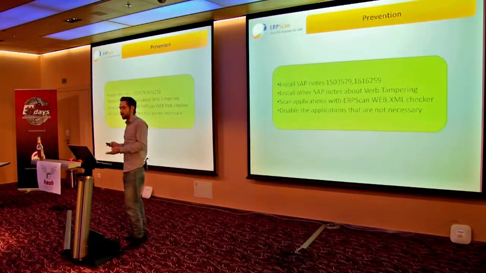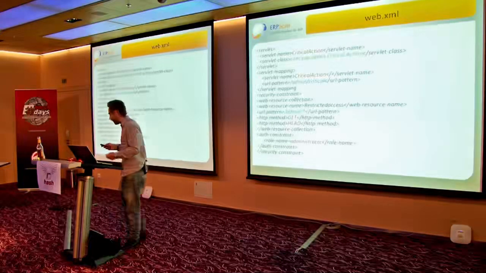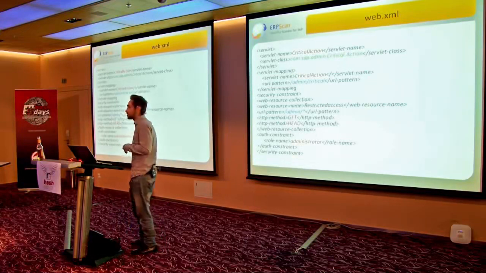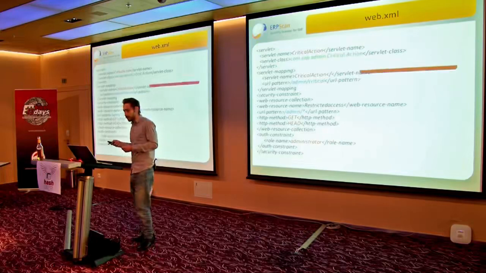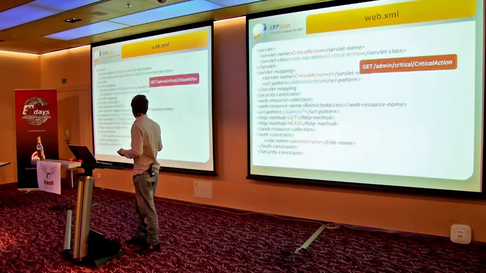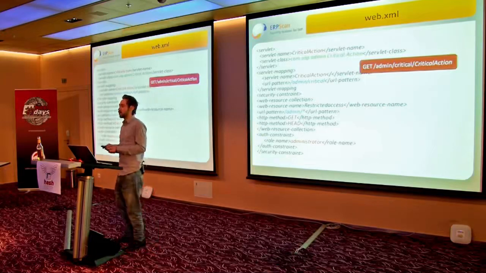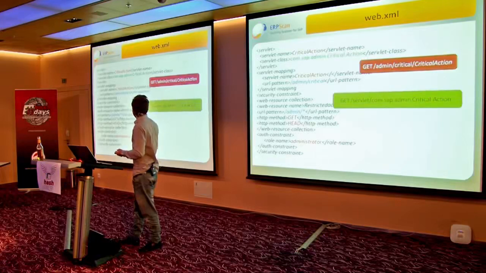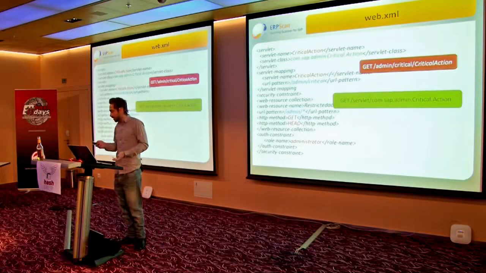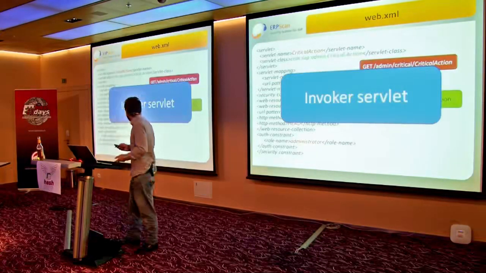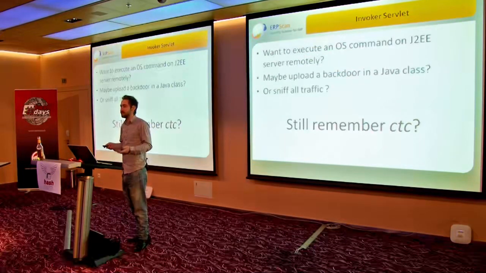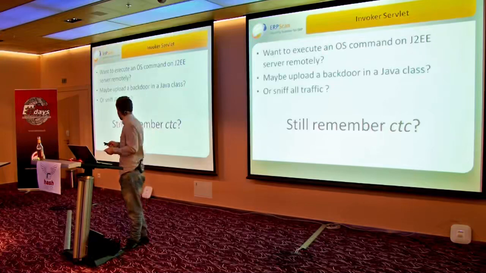There are some security notes from SAP, and you can usually prevent it. And the second issue is about web.xml again. Okay, you listed all the methods, you did it well, but there is something else. If you call the admin critical action, you cannot do this without authentication because it's restricted. But there is a functionality called invoker servlet to call any servlet by the class name. So if you call this servlet using this request, you can do this. So what you can do is again attack the CTC, even if the previous vulnerability is patched.